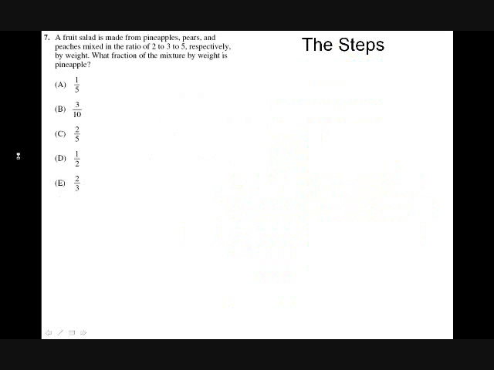Let's move to number 7. A fruit salad is made from pineapples, pears, and peaches mixed in the ratio of 2 to 3 to 5, respectively, by weight. What fraction of the mixture by weight is pineapple? Let's take a look at the steps.